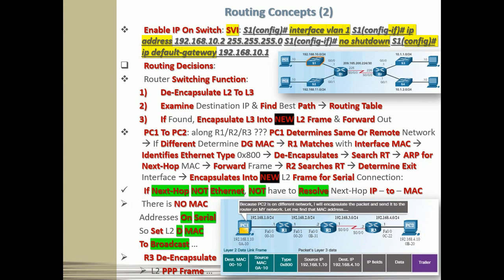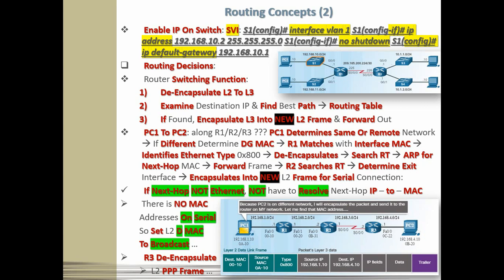Step 3, if a router finds a path to the destination, it encapsulates the layer 3 packet into a new layer 2 frame depending on the exit interface. So it encapsulates the layer 3 packet into a new layer 2 frame and then forwards the frame out the exit interface. This is the third step that a router takes.